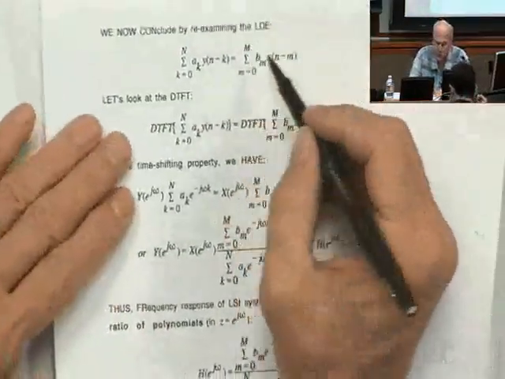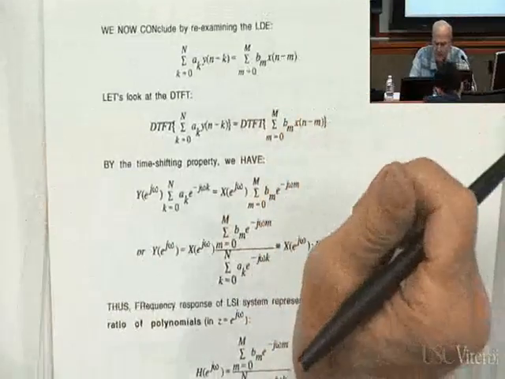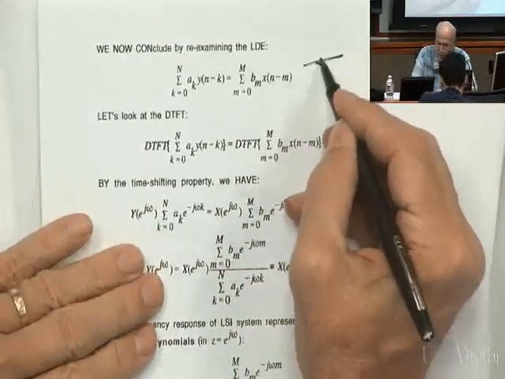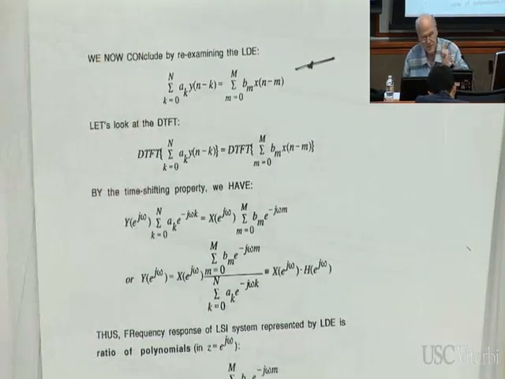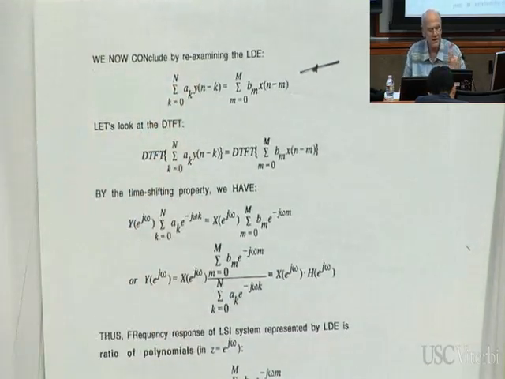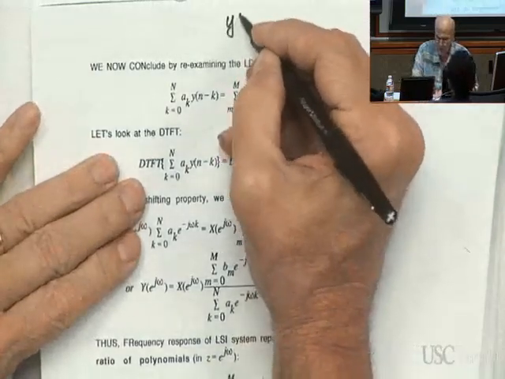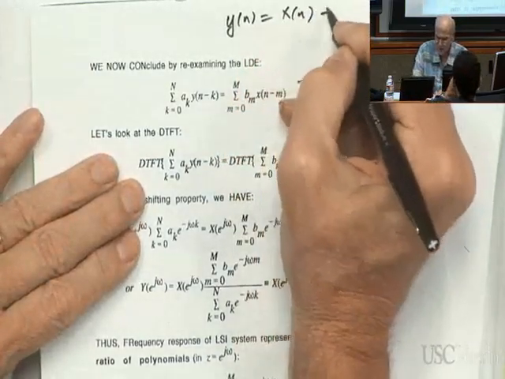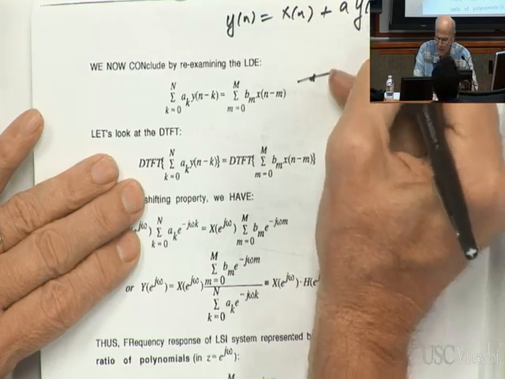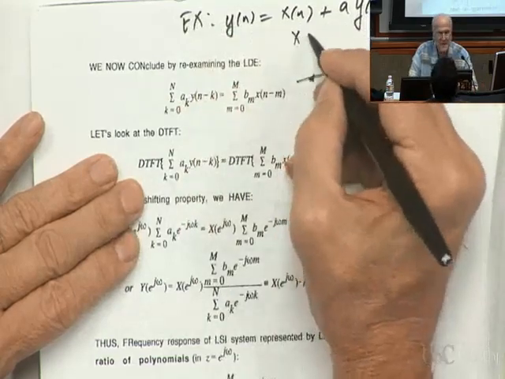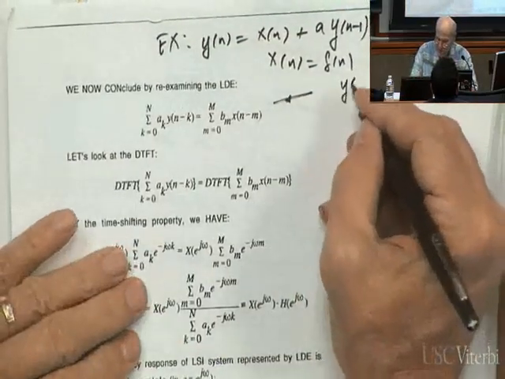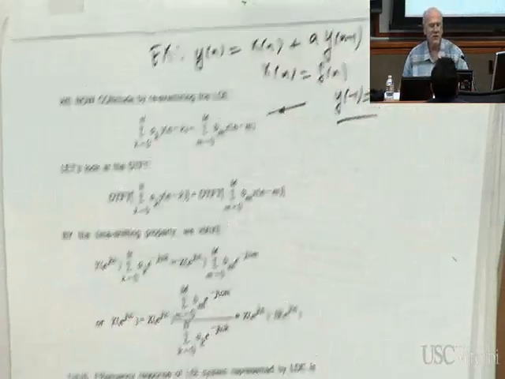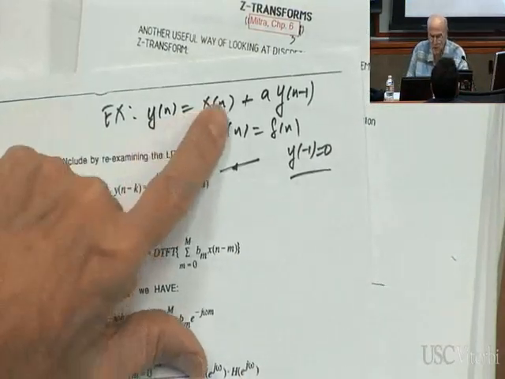I will conclude by re-examining the linear difference equation. Remember, when I talked about linear difference equations, I gave you some very simple examples where I derived the response. If you recall, y of n equals x of n plus a times y of n minus 1, with x of n equal to delta of n and y of minus 1 equal to 0, for example. We actually computed what y of n was.